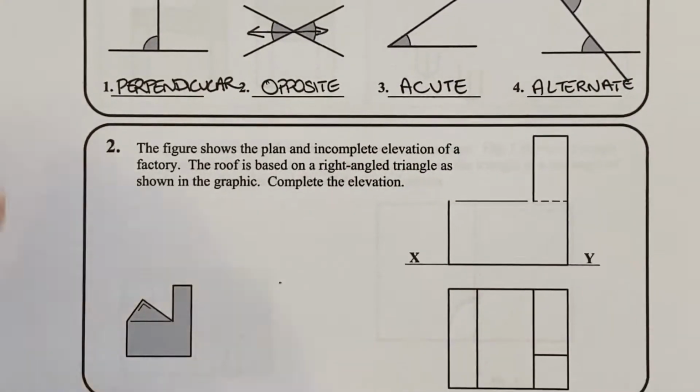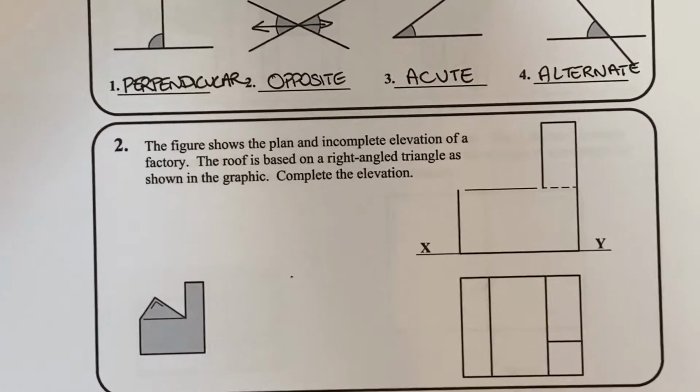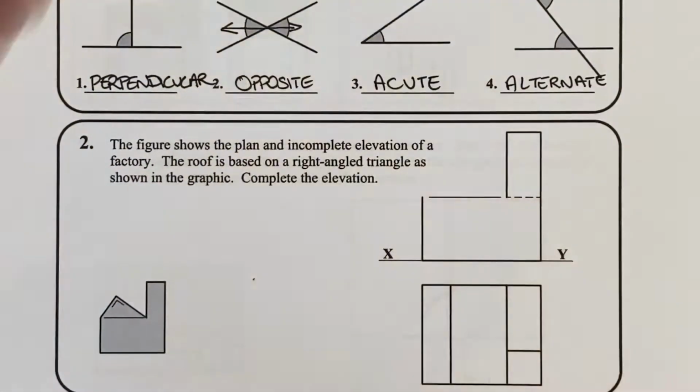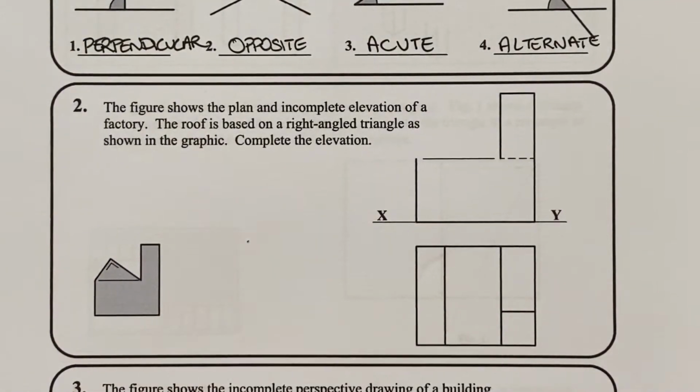Question 2 then. The figure shows the plan and incomplete elevation of a factory. And we are asked, sorry, now I'll just get this straightened. What are we asked to do? We are asked to, the roof space is a right angle triangle shown in the graphic, complete the elevation. Okay, so first thing is this little bit of revision.